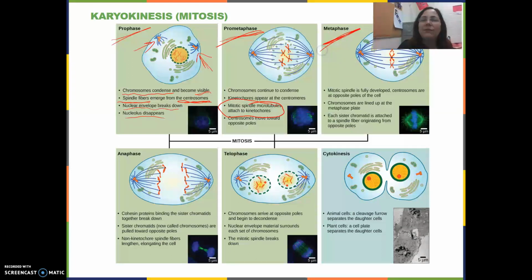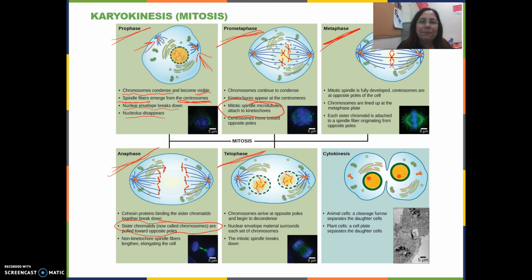When the chromosomes have lined up in the middle at the metaphase plate, that is the stage called metaphase. Anaphase is the stage where the sister chromatids separate. So sister chromatids are pulled toward opposite ends, or opposite poles, of the cell. Telophase, if you look back at prophase, is simply the reverse of all the steps in prophase.